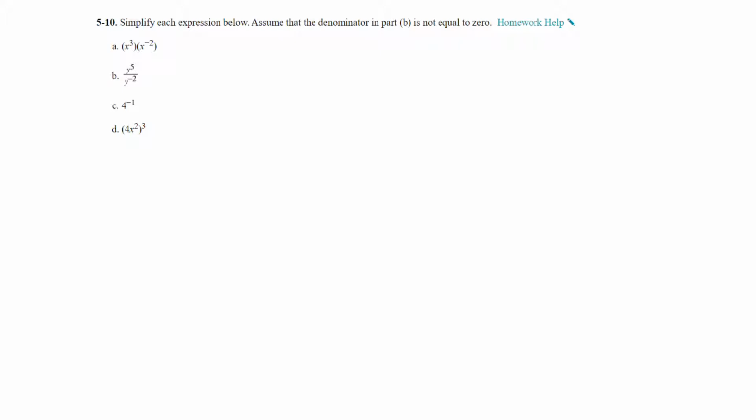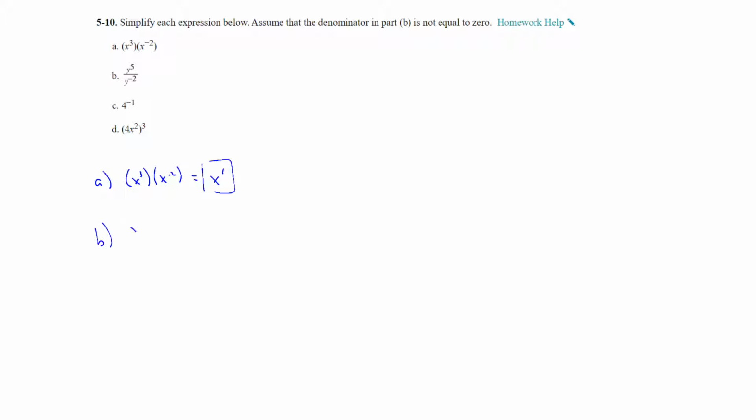Question 10, simplify each expression below, assuming that the denominator in part B is not equal to 0. So, first one, we have x cubed times x to the negative second. So since you are multiplying, you add the exponents, which would just be x to the first power. And we have no negatives to worry about there, so we're good. And you could just write it as x. You don't have to write it as x to the first.